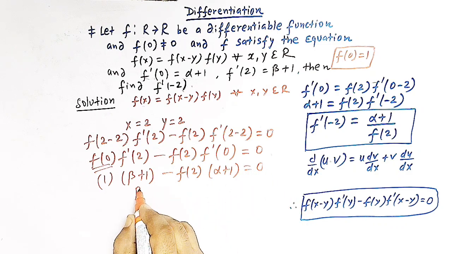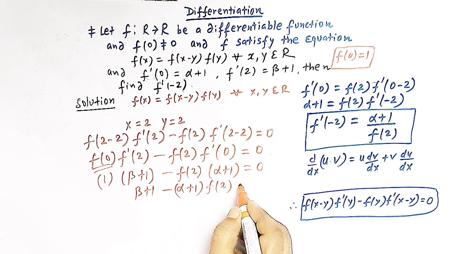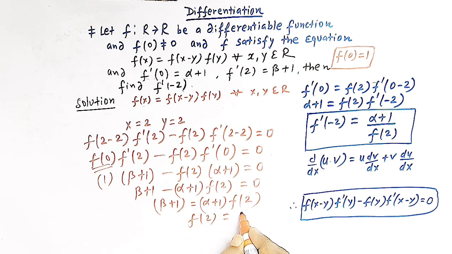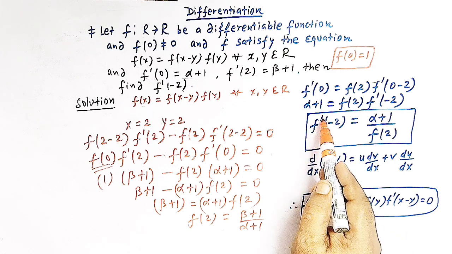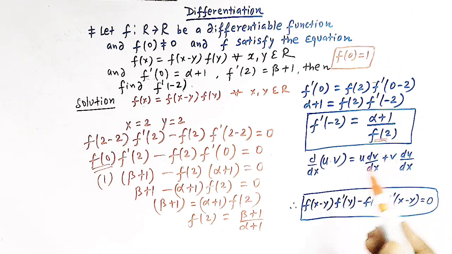So now we can write (β + 1) − (α + 1) f(2) equal to 0. So this is β + 1. Taking this term to the right hand side, we have (α + 1) f(2). So f(2) is equal to (β + 1)/(α + 1), right? And see, f′(−2) is equal to (α + 1)/f(2), and we have obtained the value of f(2) in terms of alpha and beta. So f(2) is the ratio of β + 1 and α + 1.